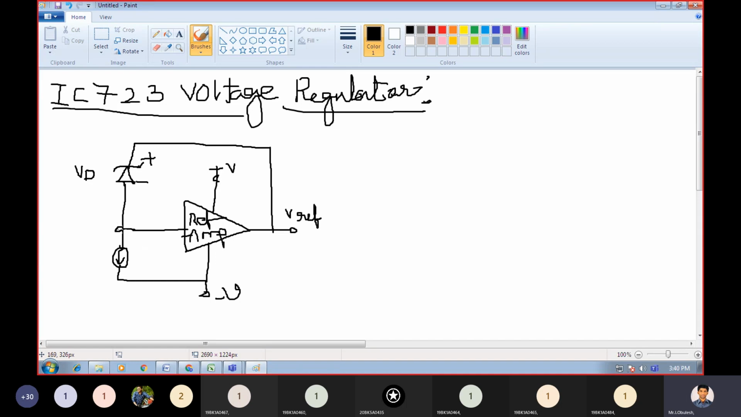Assume that this is the node A. This is the constant current source. This V reference voltage almost equals 7 volts.